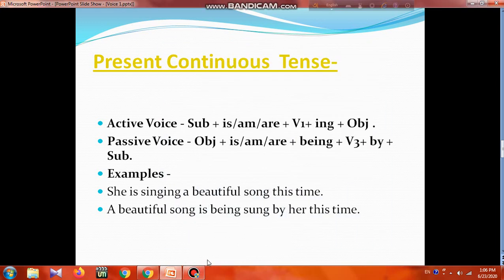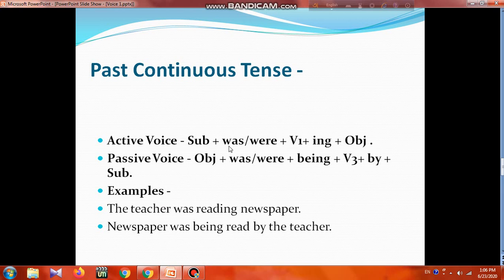Got it? Well, now let's talk about past continuous tense. What will happen if you find past continuous tense and you have to change it to passive voice? At that time we need to know the structure of both tenses. For active voice, the structure of past continuous is subject, was/were, then verb V1 plus ing, then object. If you want to change it to passive voice, the object will be at the beginning. You'll make the object the subject, then we'll take was/were. As it is continuous, you'll take being. So object, was/were, being, then for passive voice V3, then by, then the objective form of the subject.